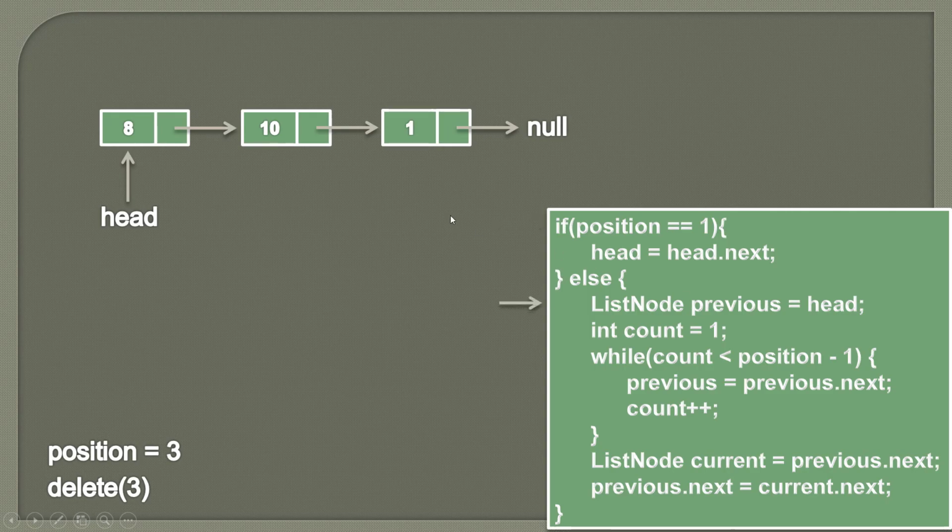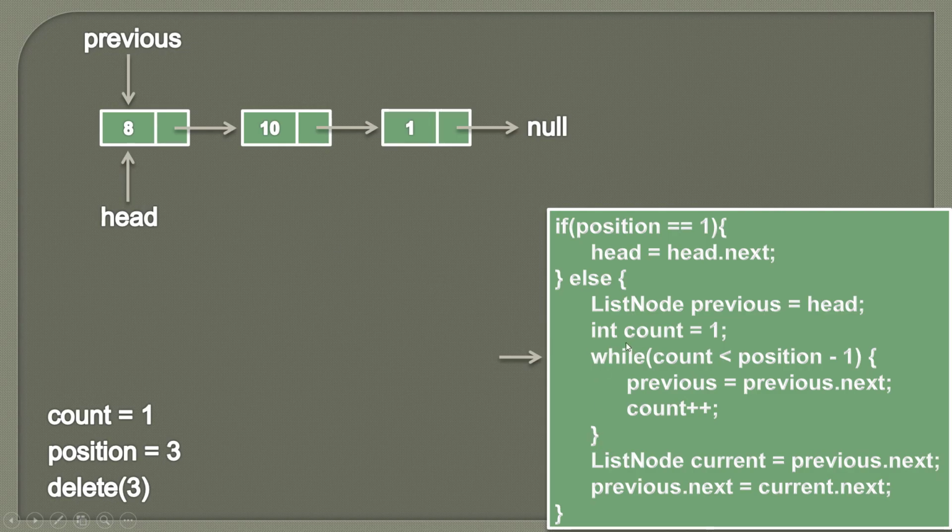Now as we want to delete the node at position 3, we somehow need to traverse to position 2. So for that we create a temporary list node previous which starts from head. We create an integer variable count which starts from 1. So now, in order to reach the node previous to the node which we want to delete, we simply provide a while loop.